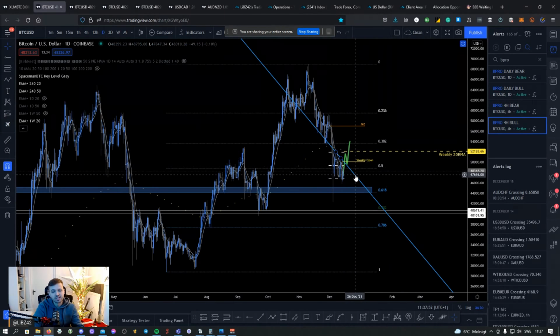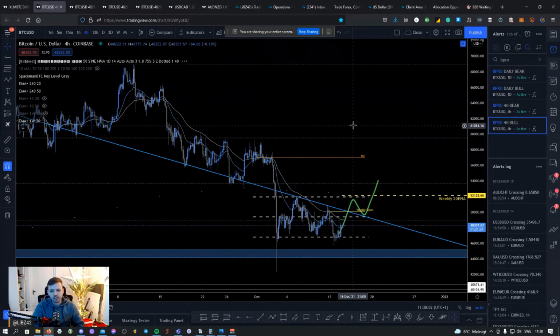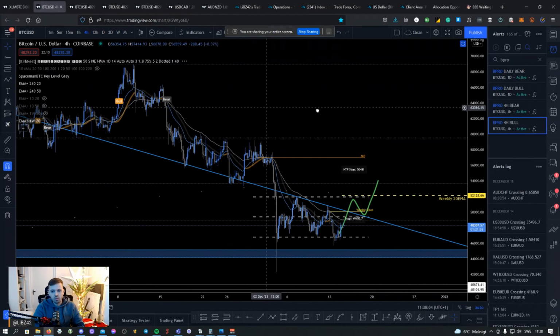And the longer we trade in this range, the more bullish I become. And as soon as we reclaim the weekly 20 EMA, I'm definitely going to be very bullish. Now, let's add the B Pro, because this is really what I wanted to show you, right? So on the B Pro, we're adding the B Pro on the 4-hour.